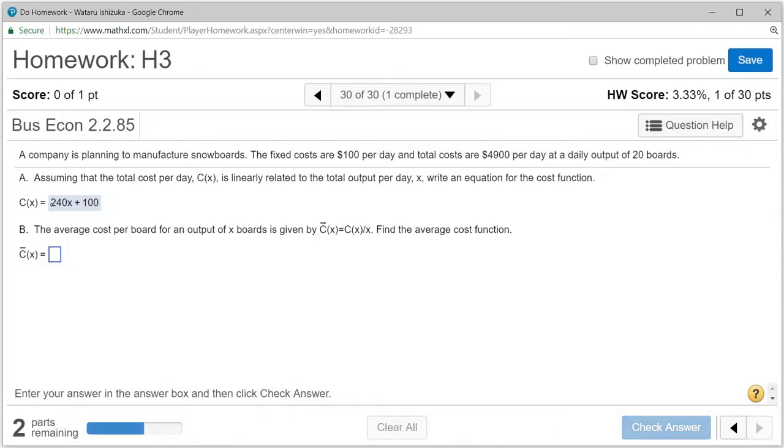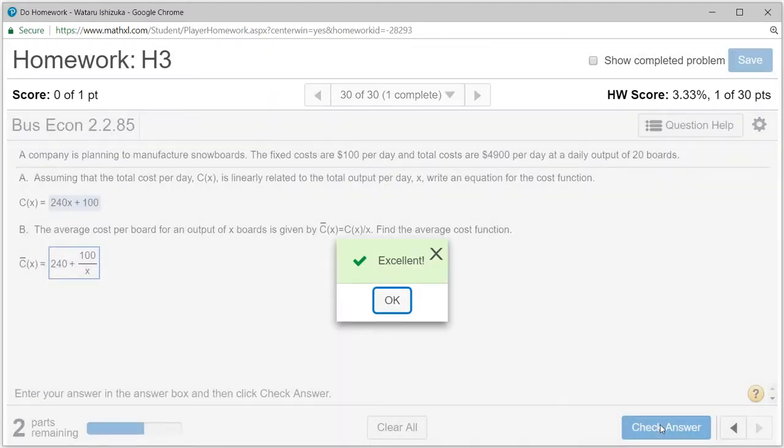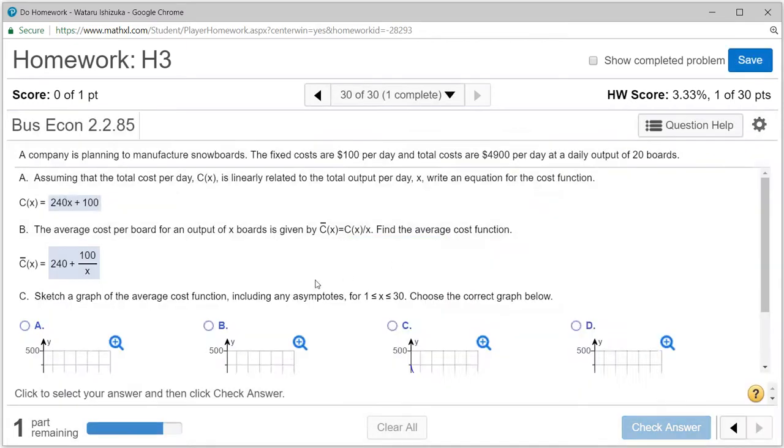All right, part B. The average cost per board for the output of x boards is given by just the cost divided by x. Find the average function. So we take this and divide by x. 240x divided by x is 240, and then 100 divided by x is 100 over x. Let's check the answer. All right, we got that.